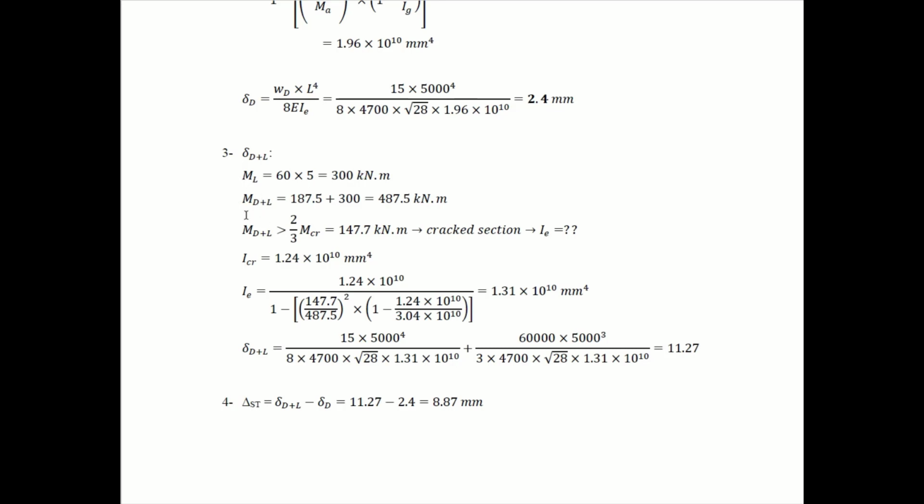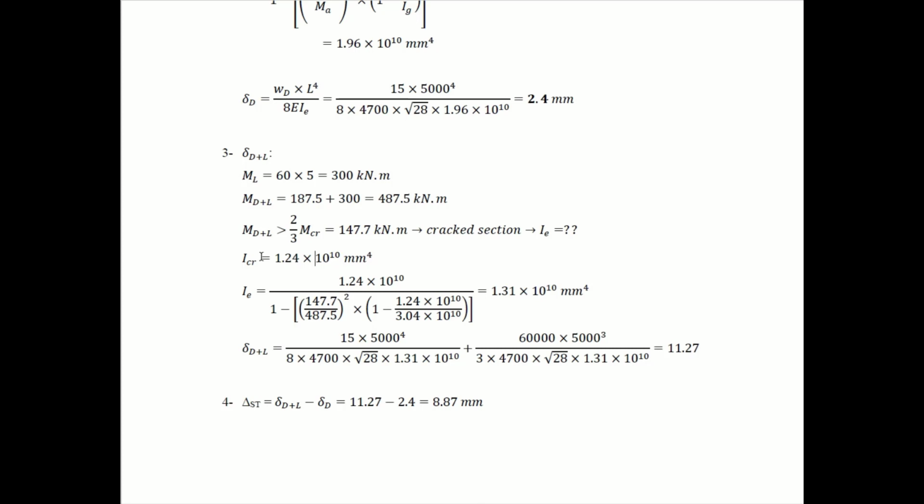Then M dead plus live, we add the dead load to the live load. This is the total, 487.5. Definitely it will be greater than 2/3 M crack, since the dead load itself was greater than 2/3 M crack. What about the combination of dead plus live? So that's logical. It's going to be a cracked section, so we have to determine I effective. I cracked was determined earlier as 1.24 times 10 to the power 10. We do not have to determine it again.